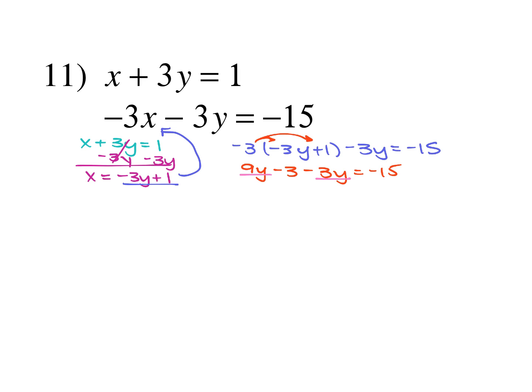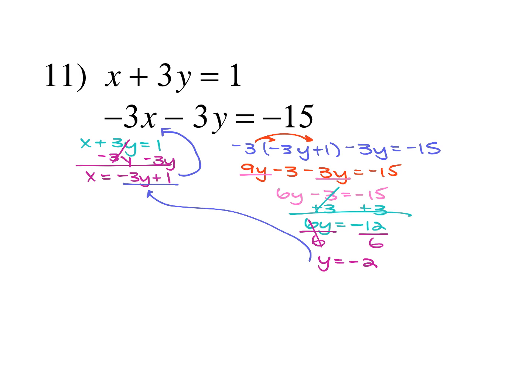Your like terms get combined to give you 6y minus 3 is equal to negative 15. We add the 3 to both sides. We get 6y is equal to negative 12. Then we divide each side by the 6, and we have that y is negative 2. If y is negative 2, plug that in for y, and x is equal to negative 3y plus 1, and solve for x. So you're going to have x is equal to negative 3 times negative 2 plus 1. Negative 3 times negative 2 is positive 6 plus 1 gives us an x of 7. If x is 7, y is negative 2. Our solution is 7, negative 2.